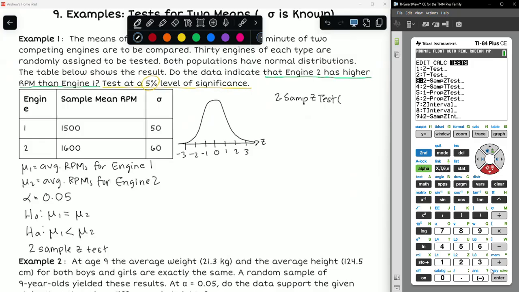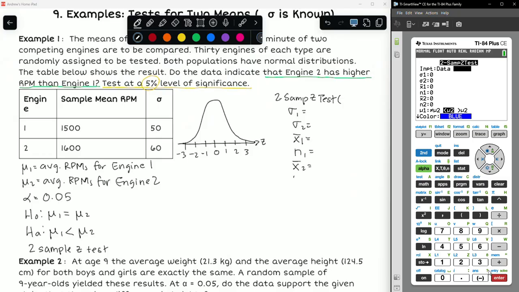So let's take a look at what that function call asks for. Since I have stats and not a list of raw data, it's asking for the standard deviations first, sigma 1, sigma 2, and then the sample means, x bar 1, and sample size, n1, x bar 2, n2. And then it asks me for my alternative hypothesis. Mu1 is less than mu2. That's the statement I wrote for my alternative.